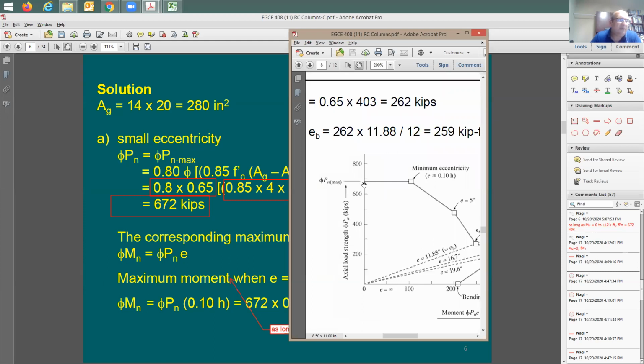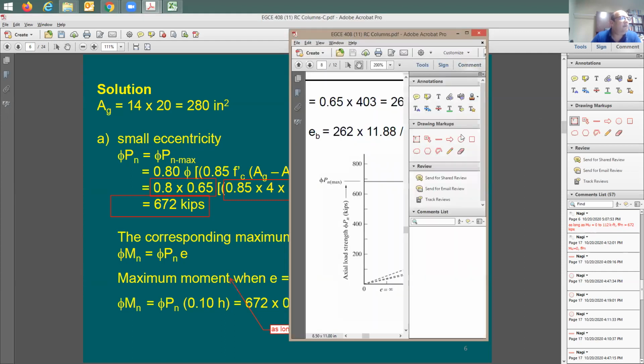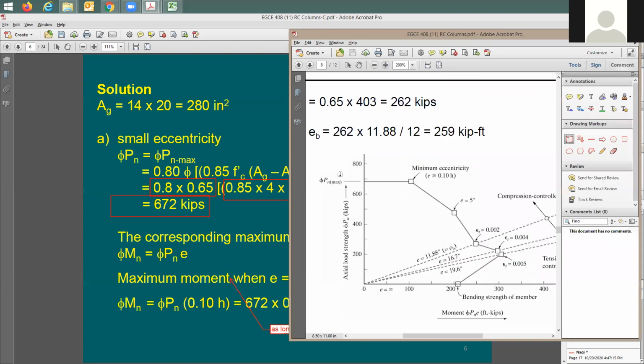This point here, how much is this strength, Pn? You remember the value that we came up with? The 672. Yes. So how much is this? I'm going to say this here 672 kips. Good. And I guess now I understand this is a straight line, right?